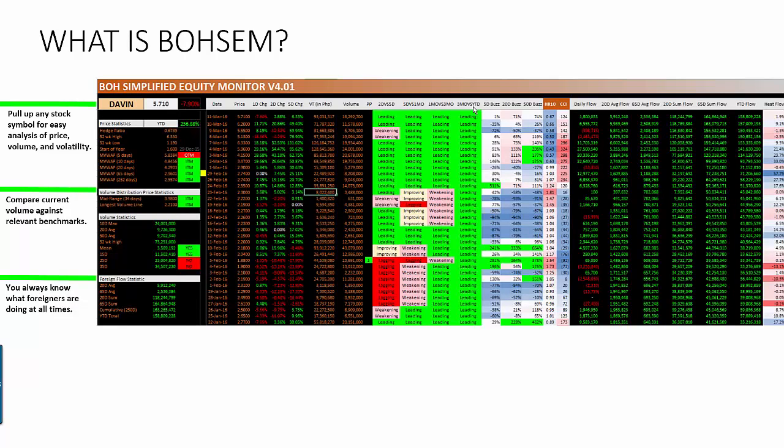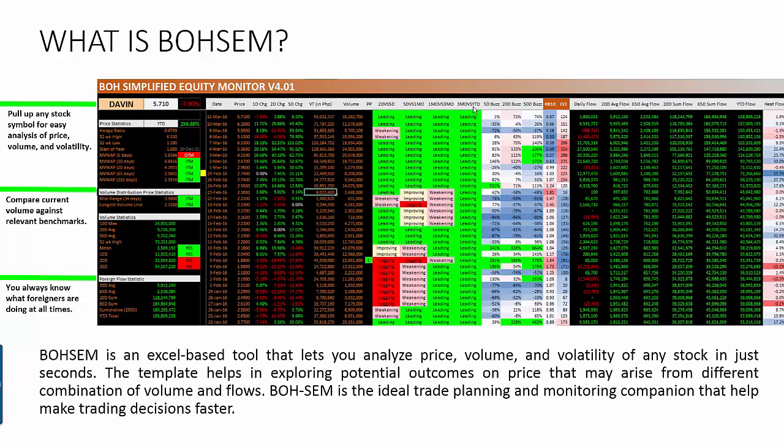So what is BOHSEM? Simply put, BOHSEM is an Excel-based tool that helps you analyze price, volume, and volatility of any stock in just seconds. The template helps you in exploring potential outcomes on price that may arise from different combinations of volume and flows. BOHSEM is the ideal trade planning and monitoring companion that helps make trading decisions faster.